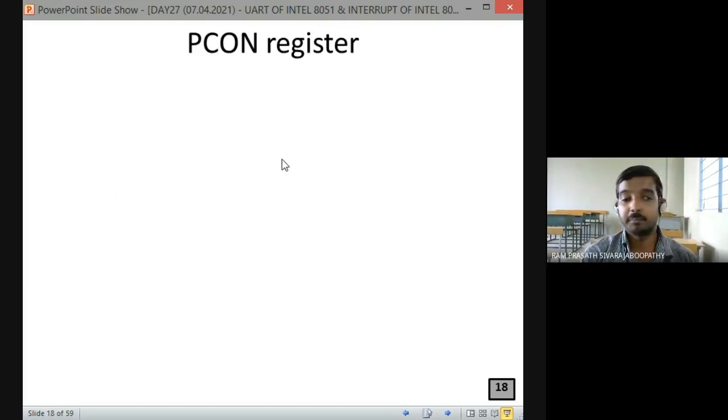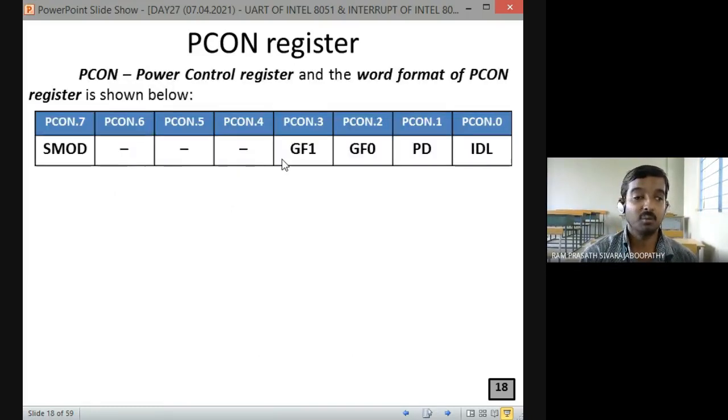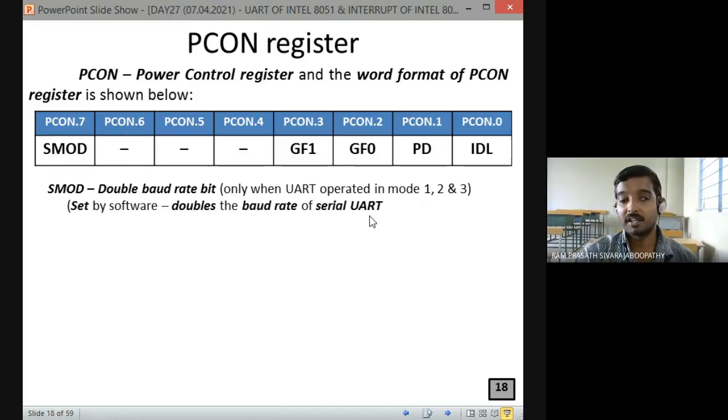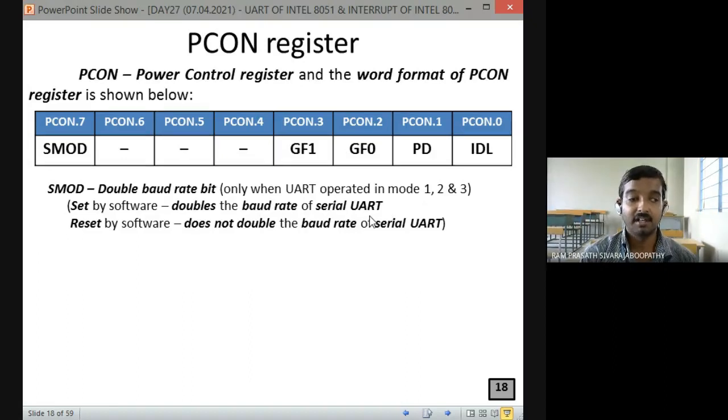Fine. Then the PCON register, we don't need to look at it in detail. Only one bit is going to be used. Which bit? Can you type it in the chat? Out of these bits, which bit are we going to use for programming the serial UART? SMOD, very good. SMOD stands for the double baud rate bit. When this bit is set, it is applicable only for modes 1, 2, and 3, not for mode 0. If you set it to 1, the baud rate of the serial UART is doubled. If you set it to 0, it does not double the baud rate, and our normal baud rate is maintained.